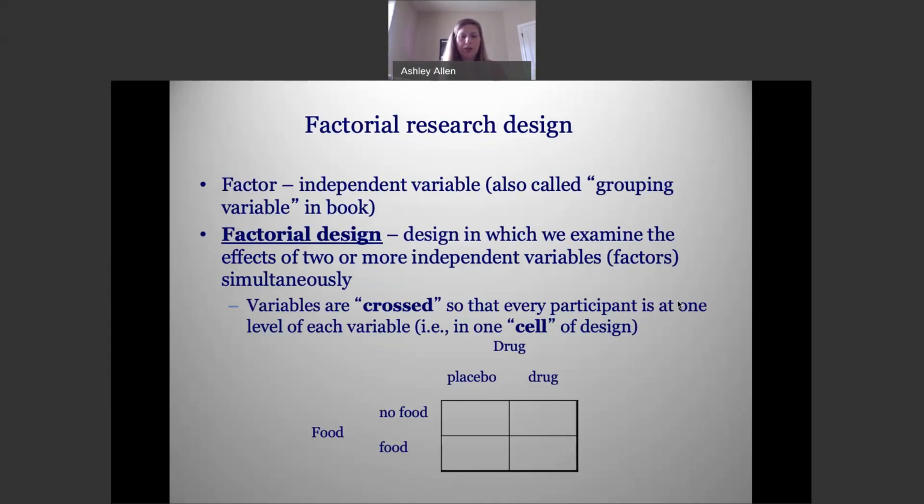In this particular example, we have a drug. So you're either getting the placebo version of the drug or the drug version. And then you have food, which is no food versus food. So in each of these different conditions, let's say we're looking at the people in the top right box. That would be people who are getting the drug and are not given any food. People in the bottom left box are given the placebo and they're given food. So that's just to orient you to what we're looking at.